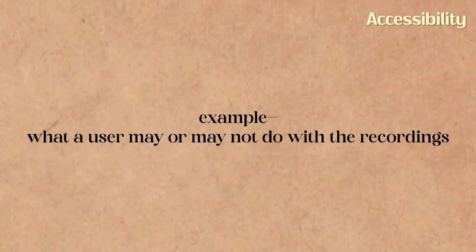This means including transcripts or detailed summaries as well as translating or captioning when necessary. Good online archives provide not only the raw interviews but also context, biographies, introductions, texts, so that users understand who the speakers are and why their stories matter. They also indicate rights clearly. Example, what a user may or may not do with the recordings, so that scholarly and public use is legally safe.